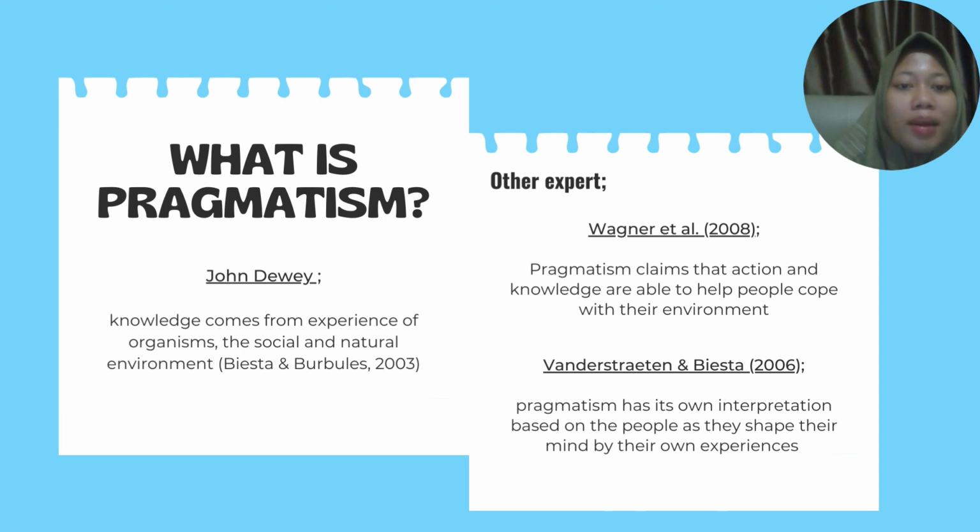Then other experts, for example Wagner et al. in 2008, also define that pragmatism claims that action and knowledge help people cope with their environment. And in 2006, we have two other experts, Biesta and Stratton, though I'm not quite sure I pronounce their names correctly. But let's see what they think on pragmatism. They believe that pragmatism has its own interpretation based on people, as they shape their minds by their own experiences. So this is pretty much all about the definition of pragmatism according to some of the experts.